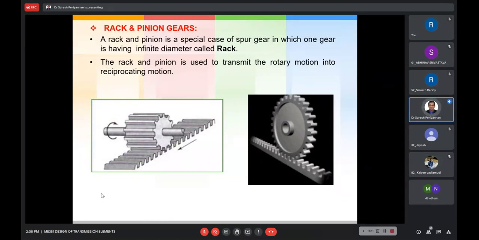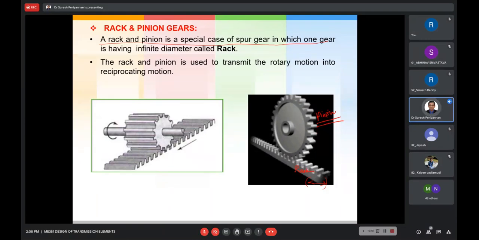Okay. Now we come to the rack and pinion. The rack and pinion is a special type of gear. It is a special case of spur gear in which one gear has infinite diameter. Which one has infinite diameter? This is called the rack, and this is the pinion. The rack has infinite diameter. You may expect this type of objective question.